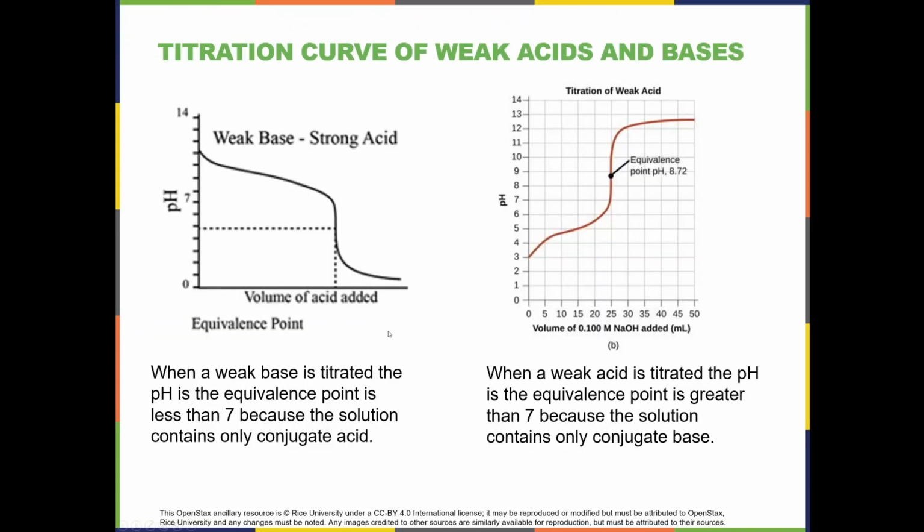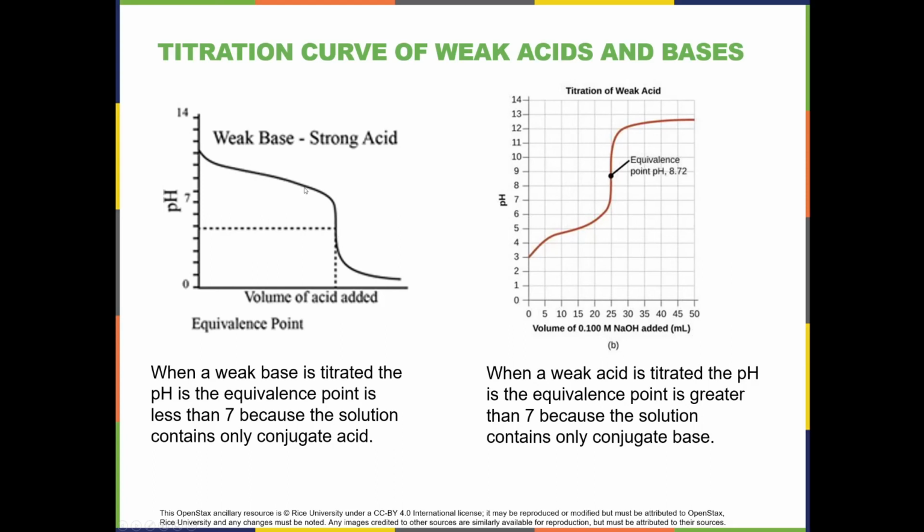Just by way of review, I want to point one more thing out about this. Same thing I pointed out before. If we have a weak base being titrated with a strong acid, we see an initial drop off in the pH as we move into the buffering region. In here, we have the buffering region.